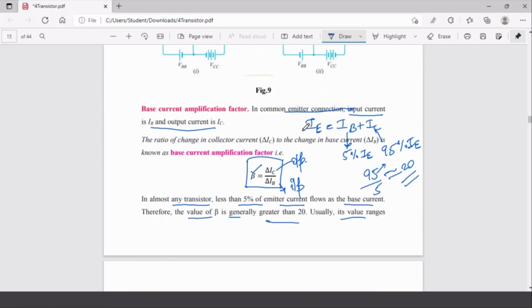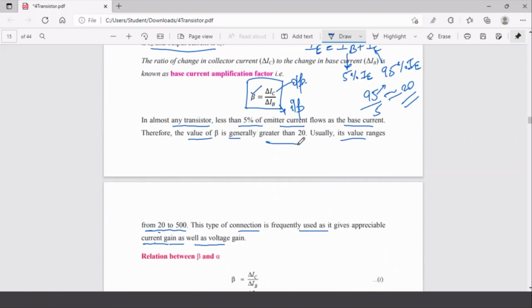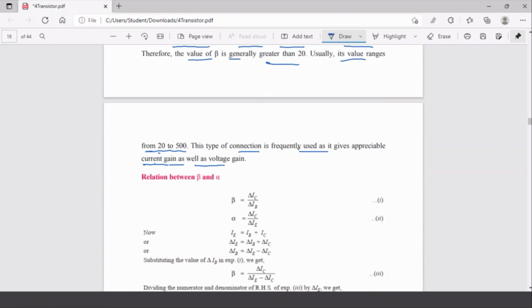Now, what is the relationship between alpha and beta? We have seen what alpha is and what beta is. Beta is delta IC divided by delta IB. Similarly, alpha is delta IC divided by delta IE. The third equation we have is IE equal to IB plus IC. If we check the change in these currents, we get delta IE equal to delta IB plus delta IC. All have some changes, so KCL is followed here. So from here I can say what delta IB is.